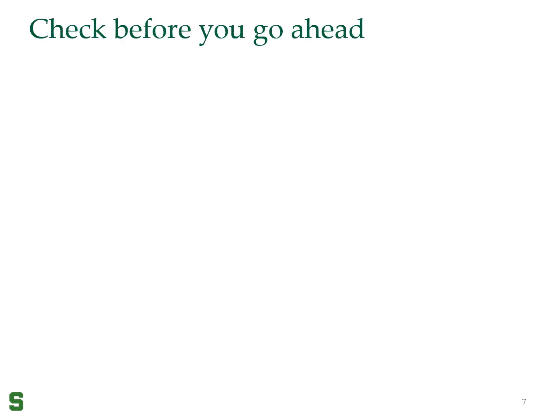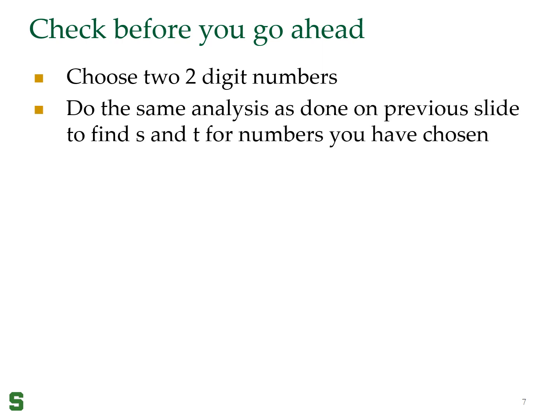Once again, we have reached the check before you proceed slide. What I want you to be able to do here is choose any two numbers, 2-digit. Do the same analysis that we did to find the value of S and T. Verify if the value of S and T you got is correct. Note that you can verify fairly easily by just doing S times N plus T times M to see if you get the GCD.